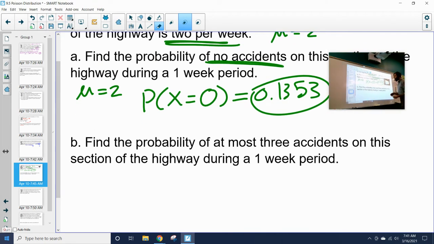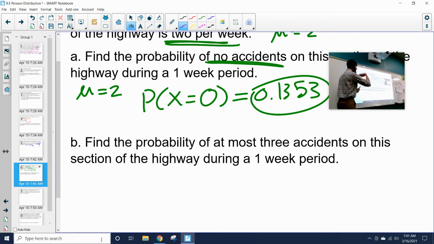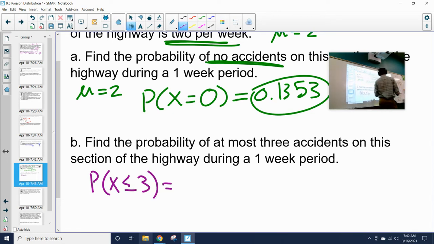All right, find the probability of at most 3 accidents on this section of the highway during 1 week. So what's the probability of at most 3 accidents? Let's think, what does at most mean? At most means I cannot exceed. So I have to be less than or equal to. So the probability of x is less than or equal to 3. Well, what numbers are less than or equal to 3?